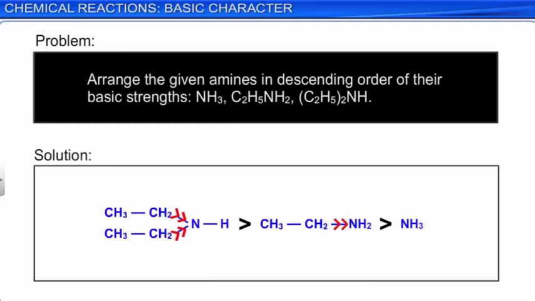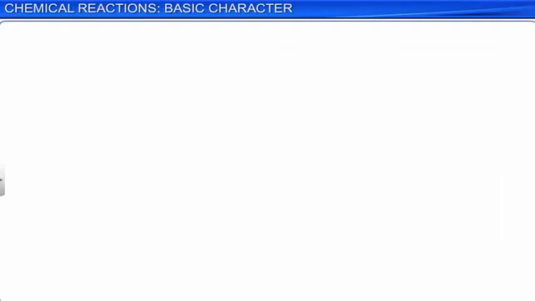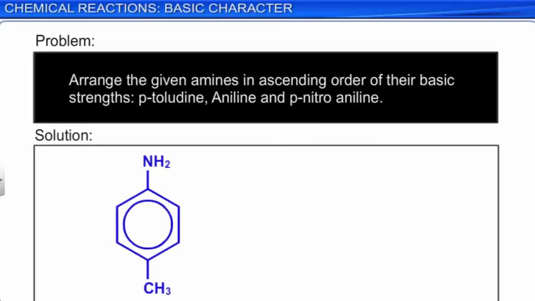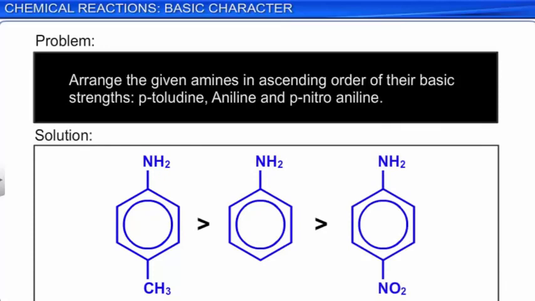More is the number of alkyl groups, more will be the +I effect. Here's another problem. Arrange the given amines in ascending order of their basic strengths. Try to work out the answer yourself before checking the solution. The ascending order of the basic strengths of these amines and ammonia is p-nitroaniline is less than aniline is less than p-toluidine. Here, NO2 has a -I effect and is thus less basic than aniline, while methyl group has a +I effect and is therefore more basic than aniline.